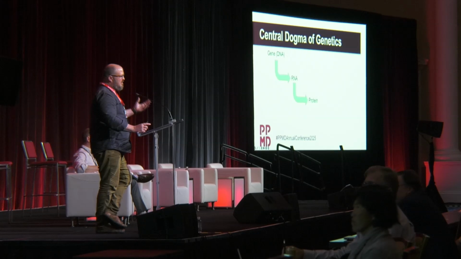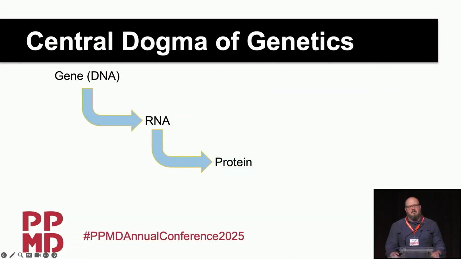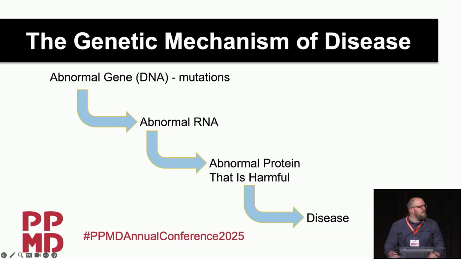You have your gene, which is DNA, which is transcribed into pre-mRNA, which is then processed into mRNA. That mRNA is then translated into protein. And so when you have a mutation in the gene, this results in an abnormal RNA, which then of course results in an abnormal protein that is harmful and results in a disease.